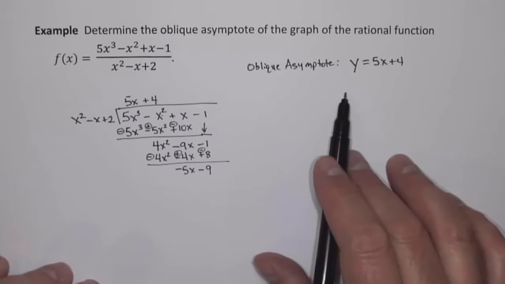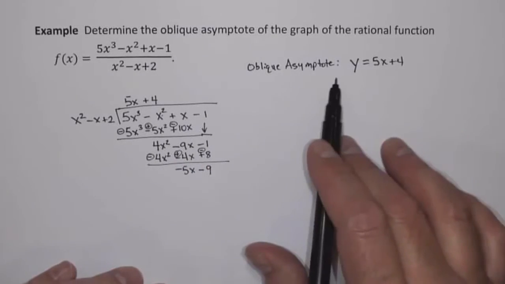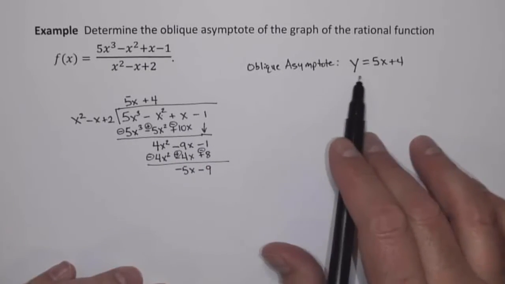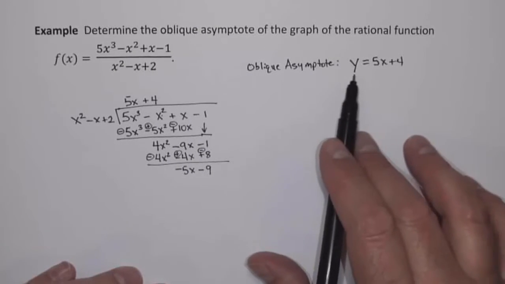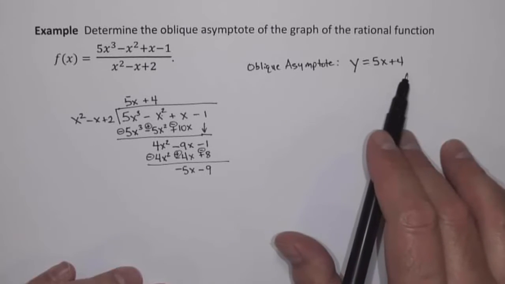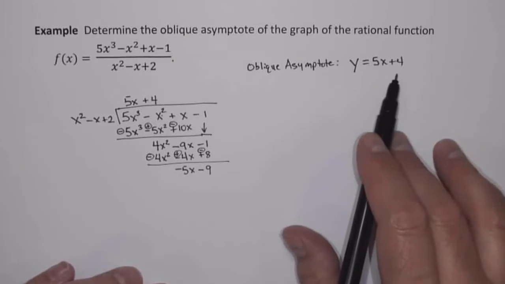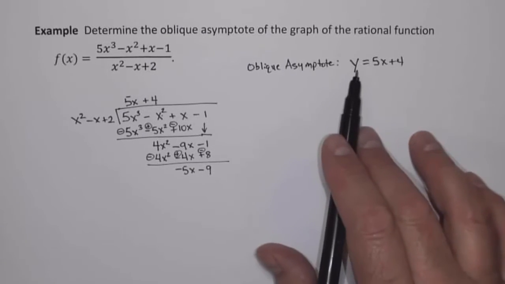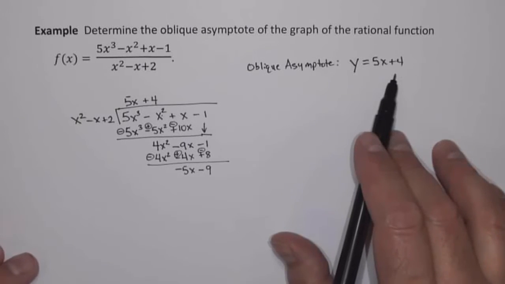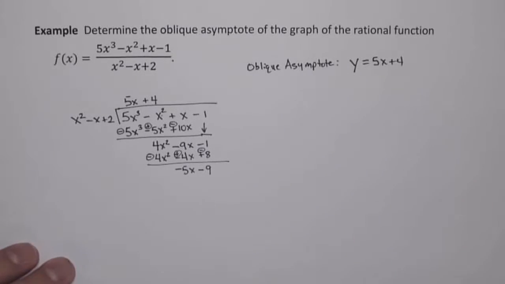Like with the vertical and horizontal asymptotes, we must write the oblique asymptote as a line, as an equation. So you have to have the y equals. If you say that the oblique asymptote is 5x plus 4, that's not really correct because 5x plus 4 is an expression, not an equation, not a line. So you need the y equals to make that be a line. Now, let's take a look at this equation on our calculator.